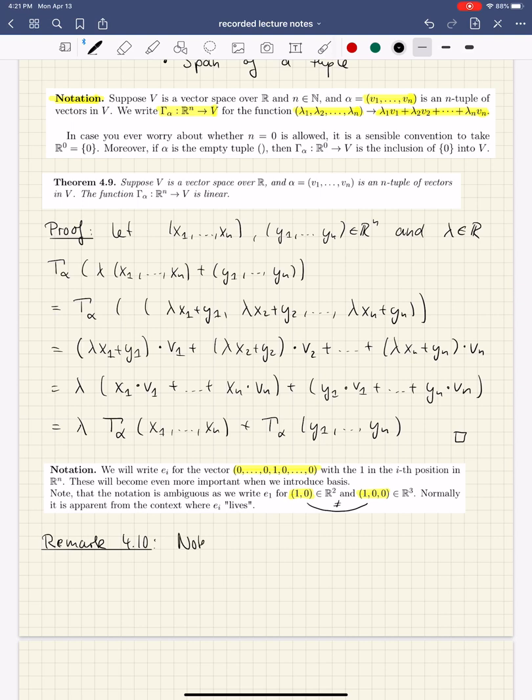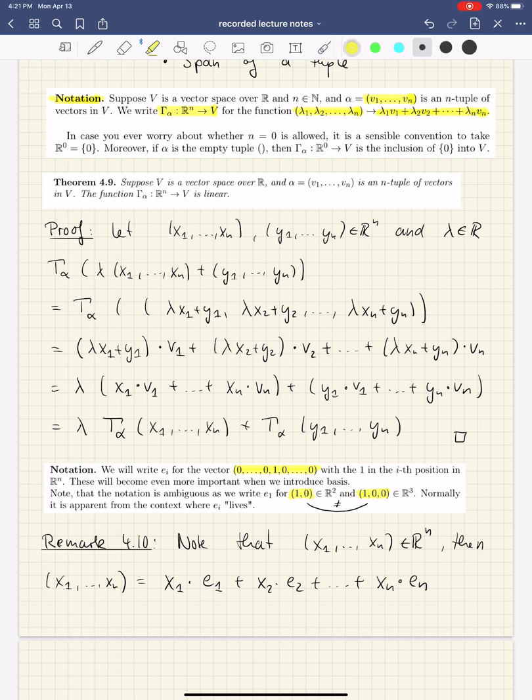So note that if I look at (x1, ..., xn), this arbitrary element in R^n, then I can actually write this element as the following. Well, x1 times e1 plus x2 times e2 plus all the way up to xn times en. What do I really do here? Well, this first term takes care of the first coordinate. What is x1 times e1?